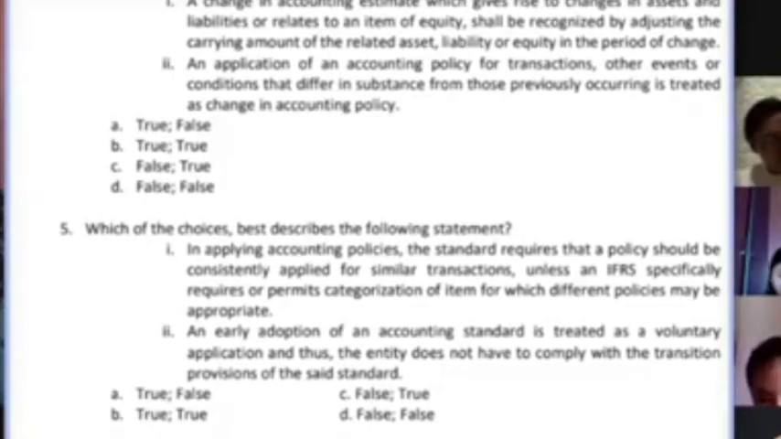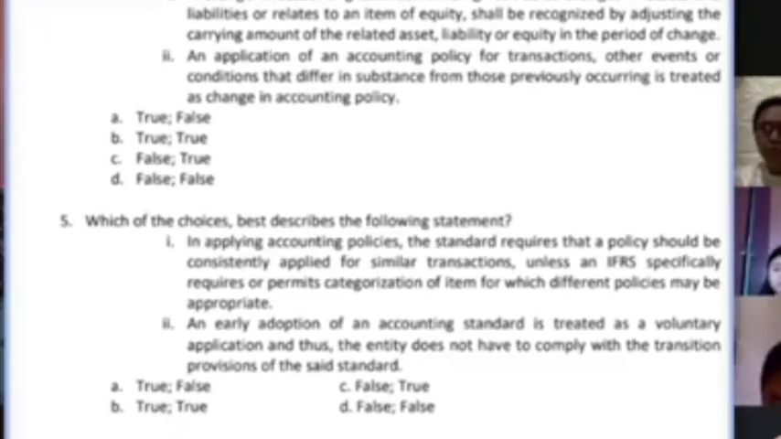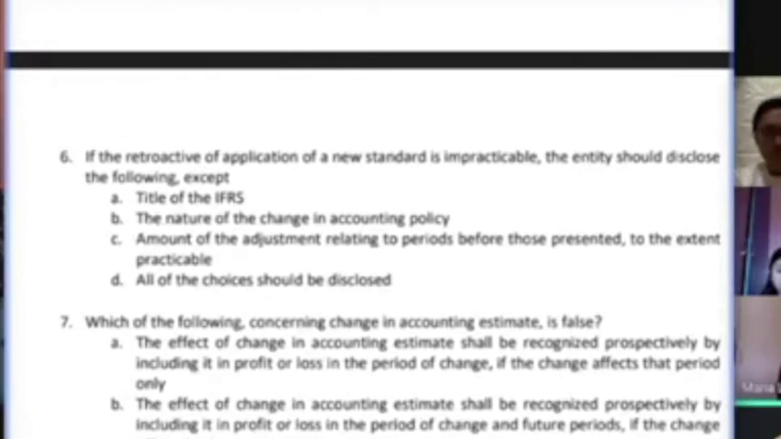Our answer, sir, is letter A. The first statement is true and the second statement is false, because the first statement was clearly stated in the book, and the second statement is false because of the phrase "the entity does not have to comply with the transition provisions of the standard." Changes are applied when the standard provides transition provisions, sir. Okay, you will have to comply with the transition provisions. That's correct. Very good.